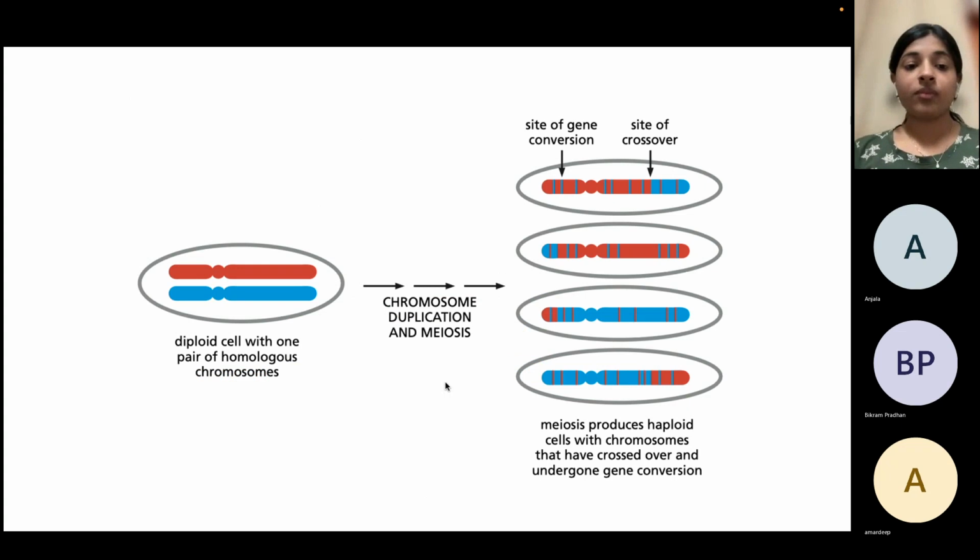So if there is a diploid cell, and here is a representation of one pair of homologous chromosomes after duplication, after homologous replication, recombination, and meiosis, it ultimately results in 4 haploid cells, and all 4 are unique. None of them have the same genetic material when compared to the other.